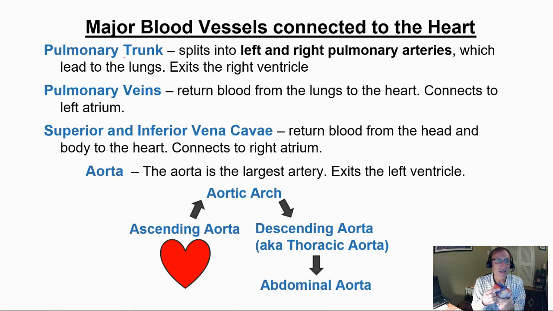And the aorta stays this diameter all the way down to basically the pelvic cavity, where then it splits into two other major vessels. But how do we know where the descending aorta stops and the abdominal aorta starts? When it passes through the diaphragm, the dividing line between the thoracic cavity and the abdominal cavity.